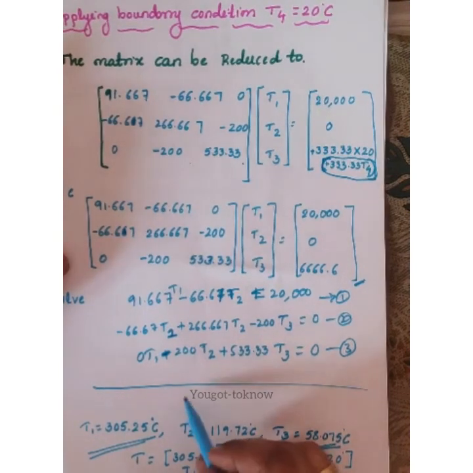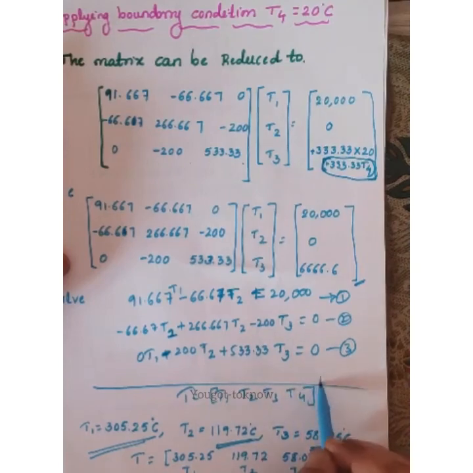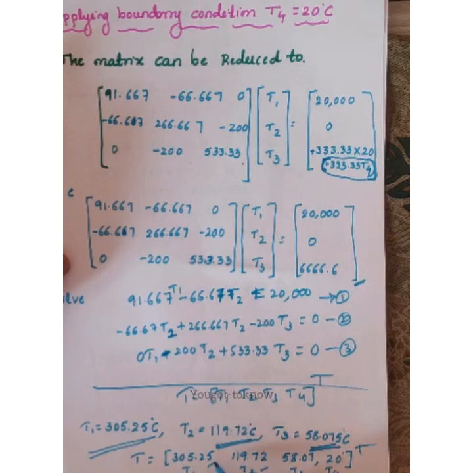Or if you want to write it in the form of a matrix, that is T equals T1, T2, T3, T4 transpose. Now write it like this: 305, and so on. That is in degrees Celsius. Outside you can keep it as degrees Celsius. Like this you can write it.